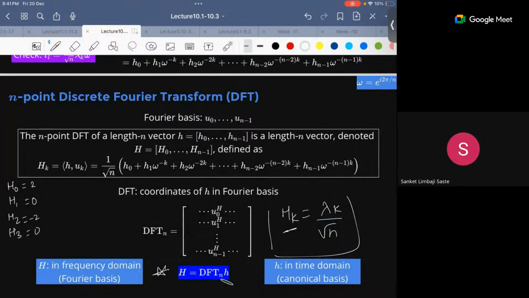See, what is the lambda h? H naught is 2. If you have to calculate lambda 1, lambda is what? Root of n times H naught. So root of n, how many? 2 times 2, this is 4, right? Or lambda naught is what? H1 plus H2 plus H3 plus H4.